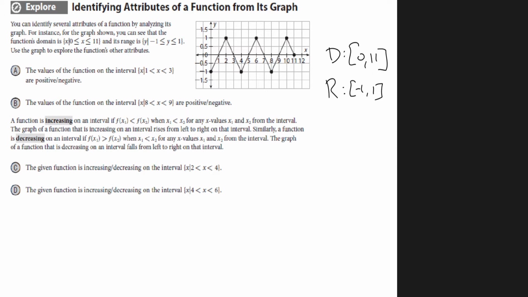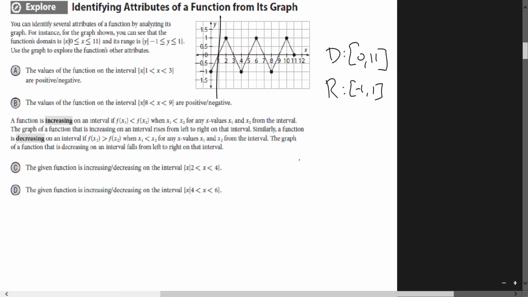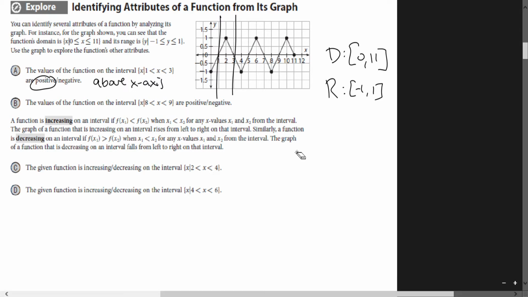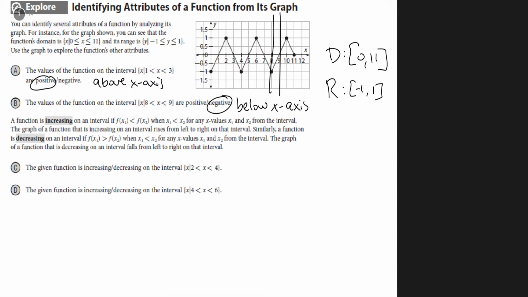If we look at the interval of 1 to 3, that means we're looking at just this section here. Are these values positive or negative? Well, they're positive because they're above the x-axis. On that interval, we're just looking at this window, those x values between 1 and 3, and our function is positive because those values are all above the x-axis. Whereas if we look at the interval from 8 to 9, again just a snapshot, those values are negative because they're below the x-axis. So positive values exist above the x-axis, negative values exist below the x-axis.